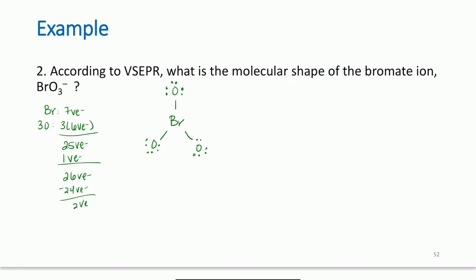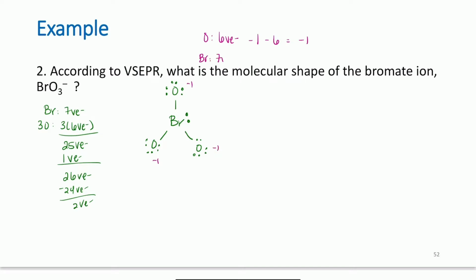I have 2 valence electrons left. Put them on your central atom. Check to make sure your central atom has its octet, and it does. Now you can check formal charge here. Remember, oxygen has 6 valence electrons. Each oxygen here has 1 bond and 6 lone pair electrons, so each oxygen is a -1 charge.